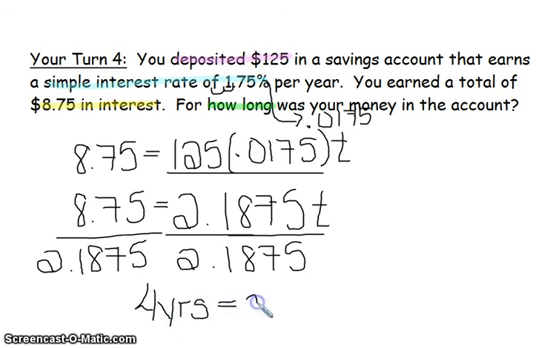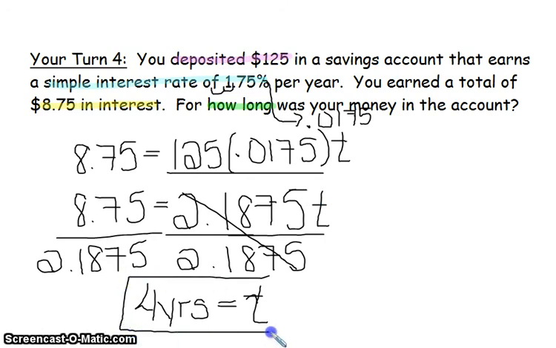So all I've done is solve this equation for T, which was my time in years. So you didn't make very much money. You only made $8.75, and it took you 4 years to do that. So you can see that annual interest rates are not going to make you rich by any means.